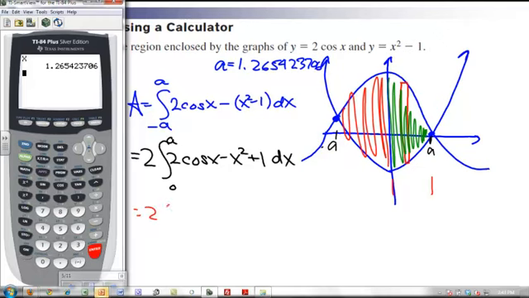2 times the antiderivative of 2 cosine x, 2 sine x, minus 1/3 x cubed plus x, as evaluated from 0 to a.